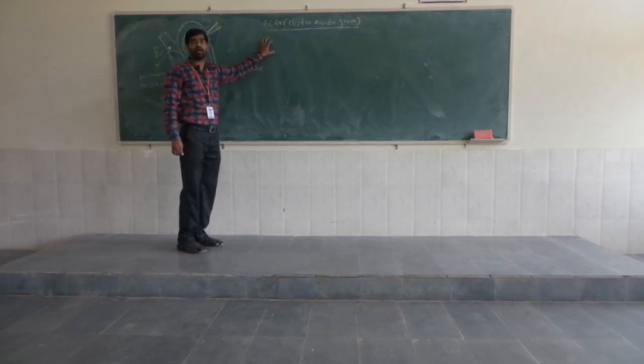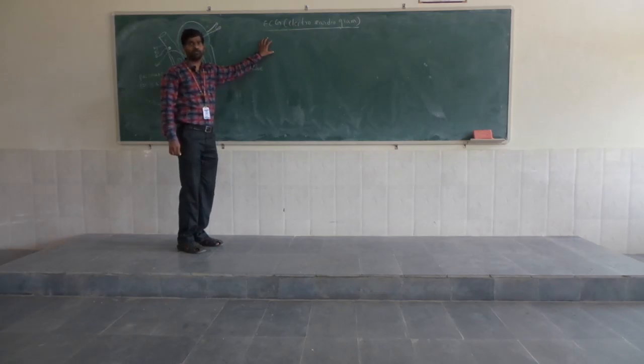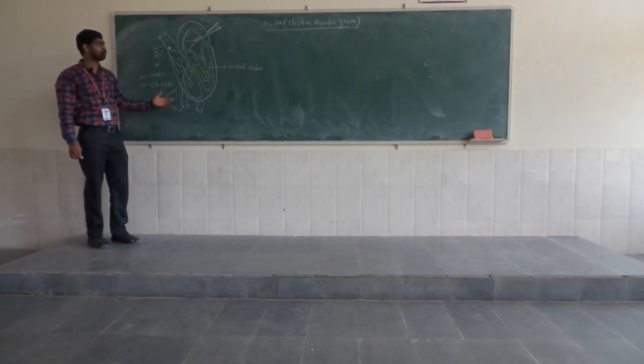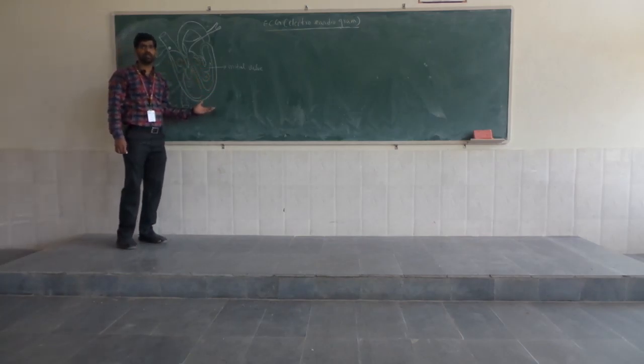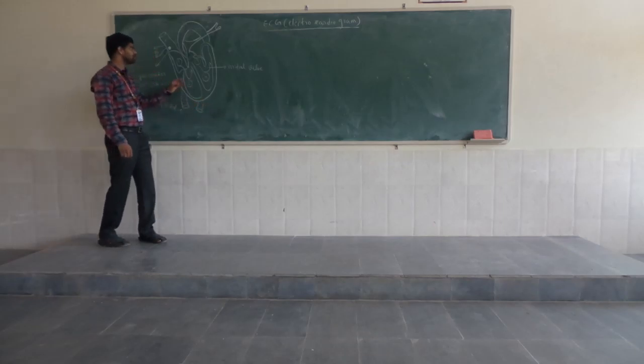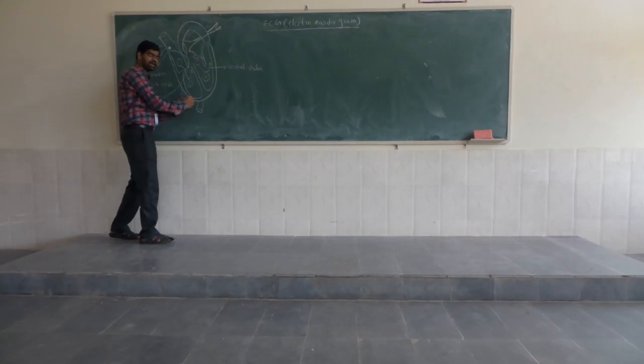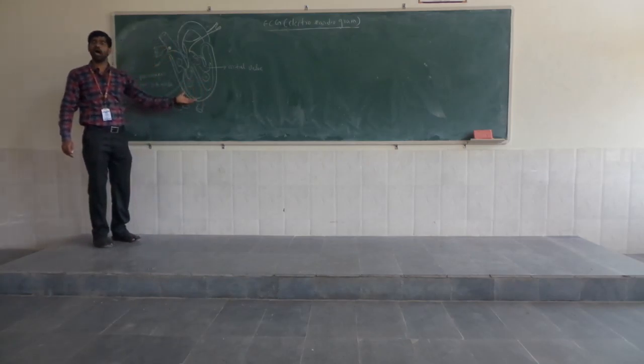the anatomy of the heart system, and the working condition of the heart system. See here, we have a heart diagram. In this heart diagram, as you know, there are four chambers in the heart system, namely the right atrium, the left atrium, the left ventricle and the right ventricle.